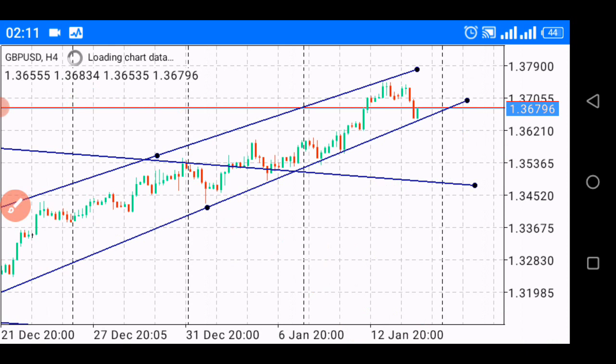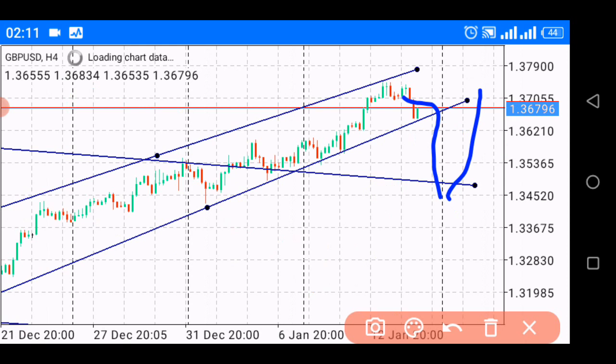In the 4 hours, there's a probability that the market may come here like this and have something like this. Then here we'll be looking at either a momentum candle that will break it up, or a rejection candle that will break it down. Those are the things that we'll be looking at.